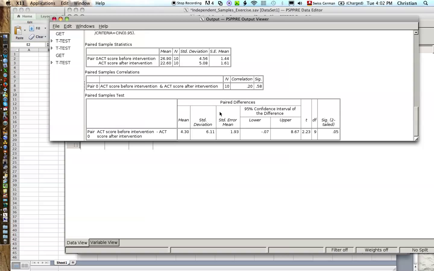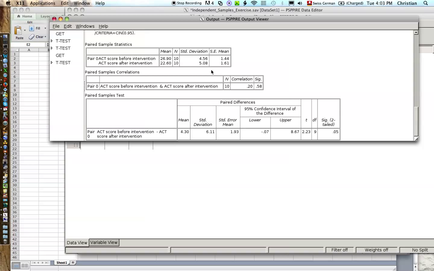When you look at the pair difference, we see that the difference between the means is 4.30. So before it's 26.9, then it's 22.6. So the difference is 4.30, and the standard deviation of the pair differences is 6.11, which is a standard error of the mean of 1.93. And we come over here, the t-value is 2.23 with a degree of freedom of 9.